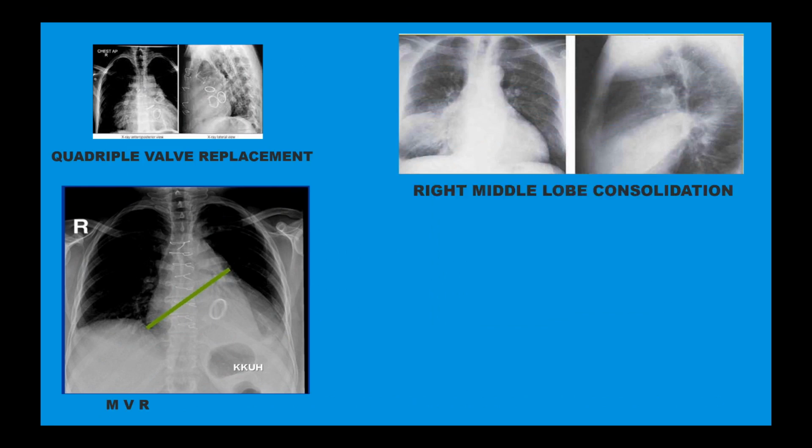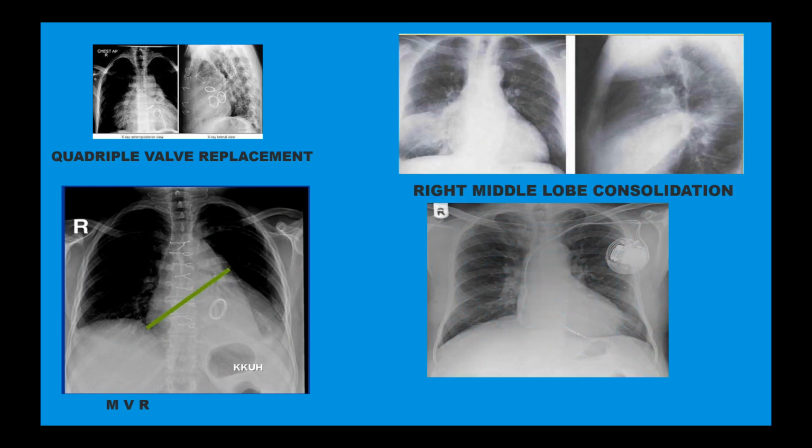This is right middle lobe consolidation. What is this? Pacemaker. Pacemaker presentation, the right double electrode.